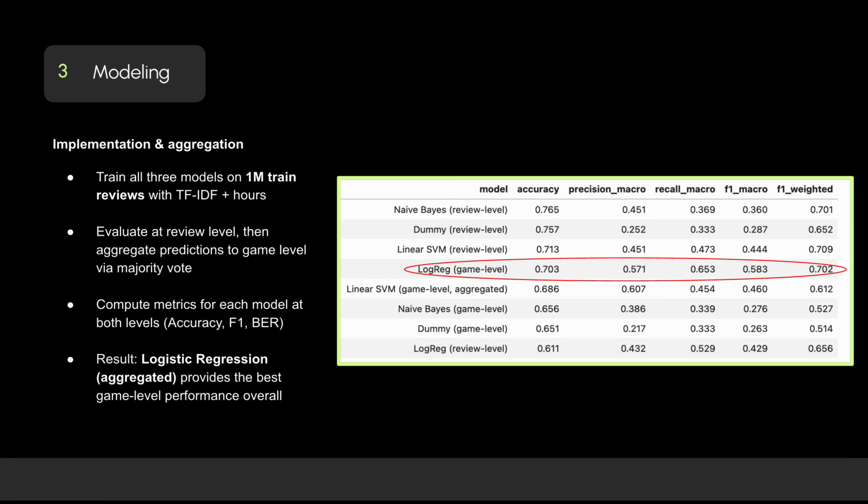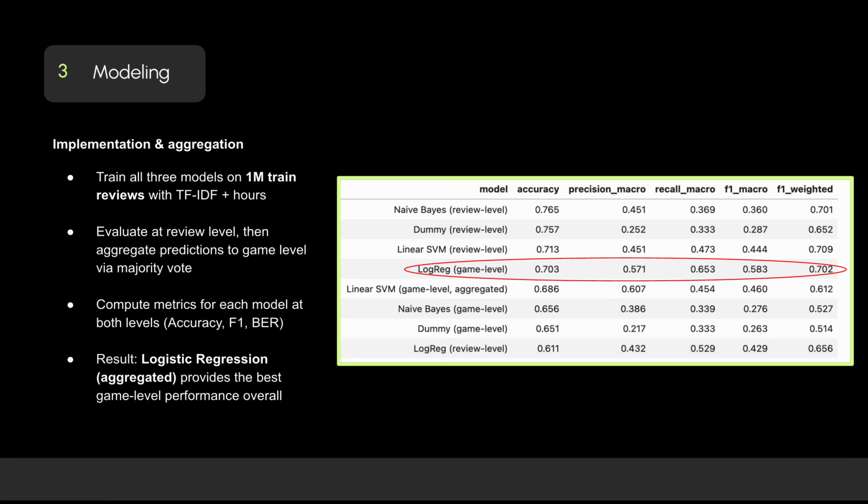But at the review level, naive Bayes does have the highest raw accuracy, but it has very poor macro F1, so we're seeing that it's not great in terms of balance. Linear SVM does have pretty strong accuracy at the review level and the game level, but it's got a little bit better balance than naive Bayes, and logistic regression actually ends up being our best as we aggregate.